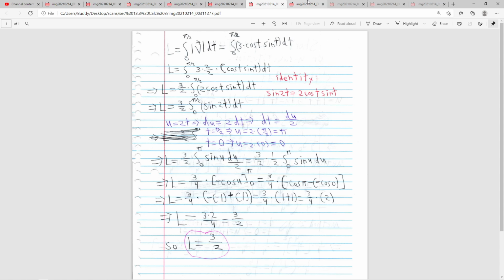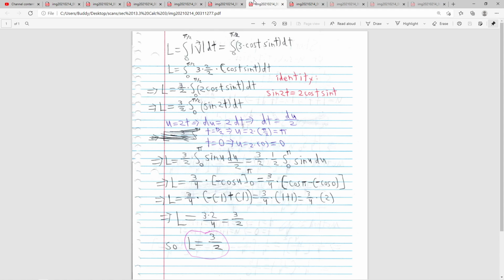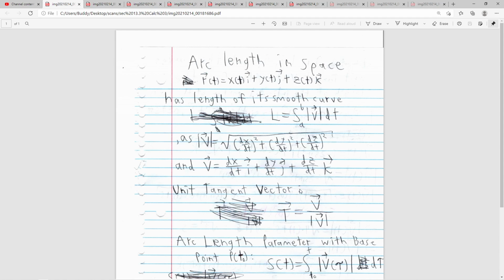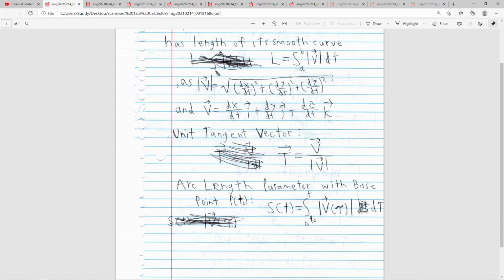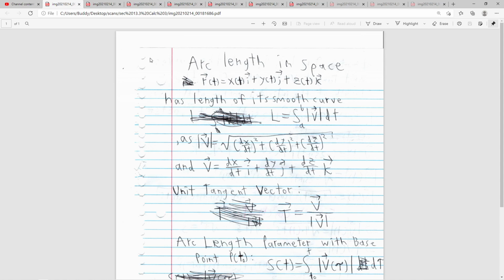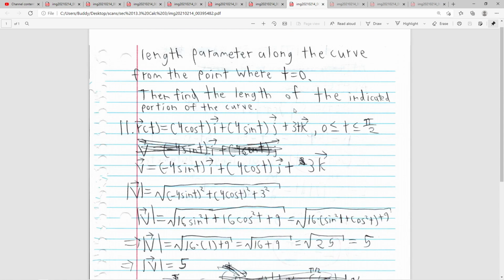And that problem works. Now for these last two examples, we want to find the arc length parameter along the curve from the point where t equals 0, and find the length L. L is the one you really have to worry about. I don't think you have to worry much about the arc length parameter s, between t0 and t. Depending on the course, if you're not really going over it in class, it's probably not necessary, but it's good to look at real quick since it's short. The main part is to find the lengths for these.